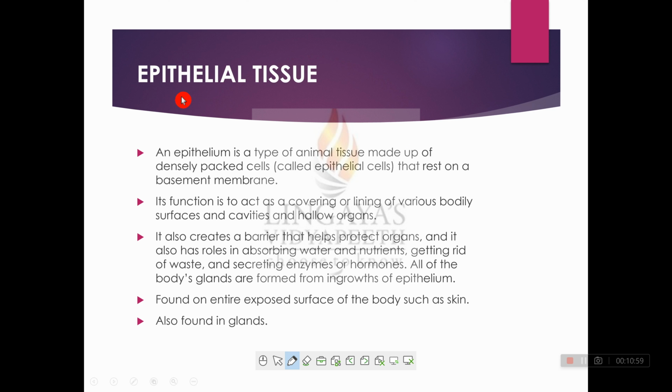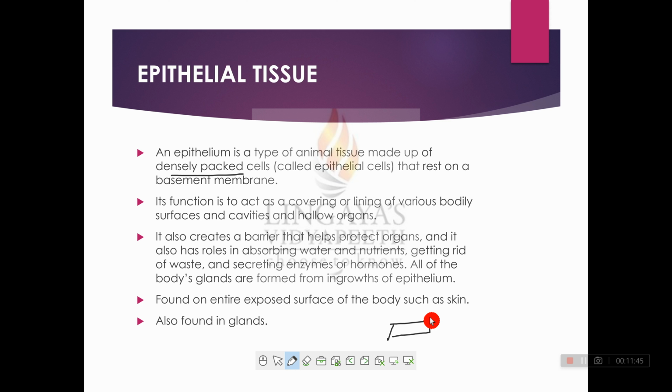Alright, moving on. Now talking about epithelial tissue. Epithelium is a type of animal tissue. It is made of densely packed cells that lie on the basement membrane. So it is found on the entire exposed surface of the body, such as skin. Epithelial tissue is also referred to as epithelium, which refers to the sheet of cells that cover exterior surfaces of the body, line internal cavities and passageways, and form certain glands.